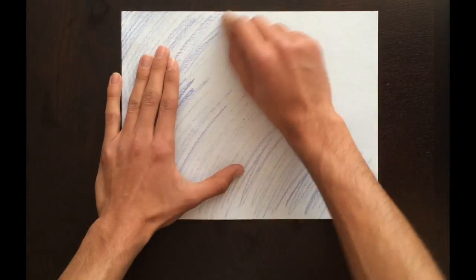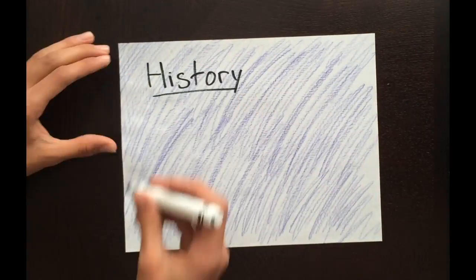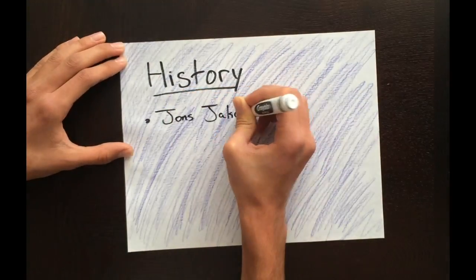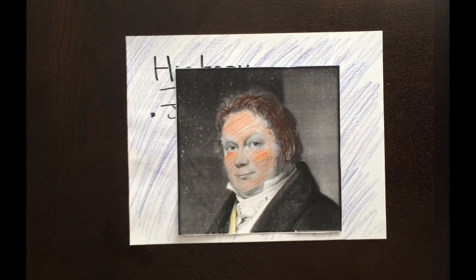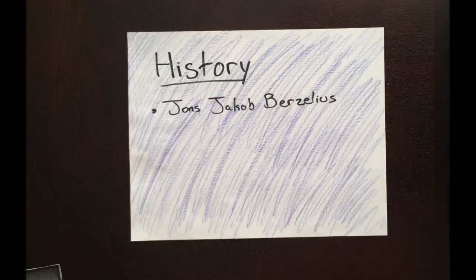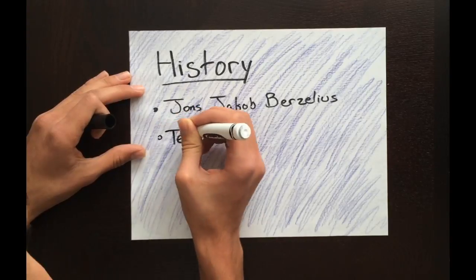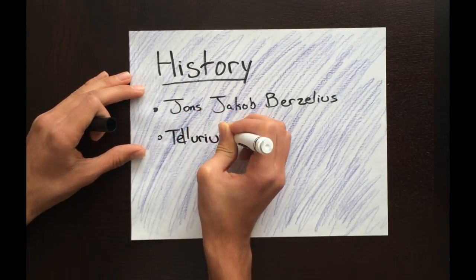Now let's talk about the history of selenium. This element was discovered in the year 1818. Jöns Jacob Berzelius and J.G. Gahn, two Swedish chemists, were studying the chemicals involved in the production of sulfuric acid. They accidentally stumbled upon an element that they identified as tellurium, which had been discovered just 30 years earlier.